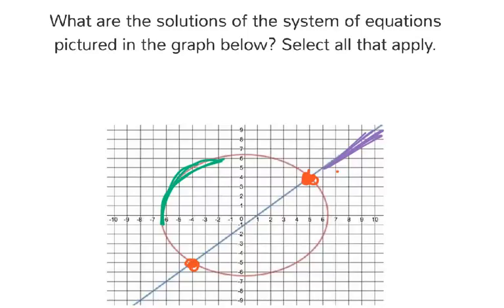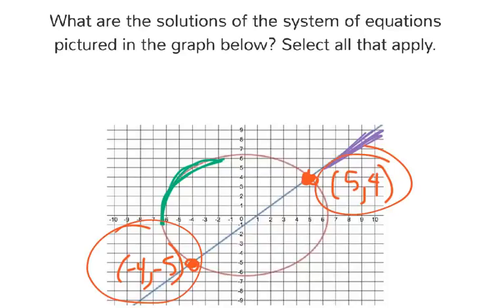And those points are (5, 4) and (-4, -5). Those are the two solutions to the system of linear and quadratic equations in this scenario.